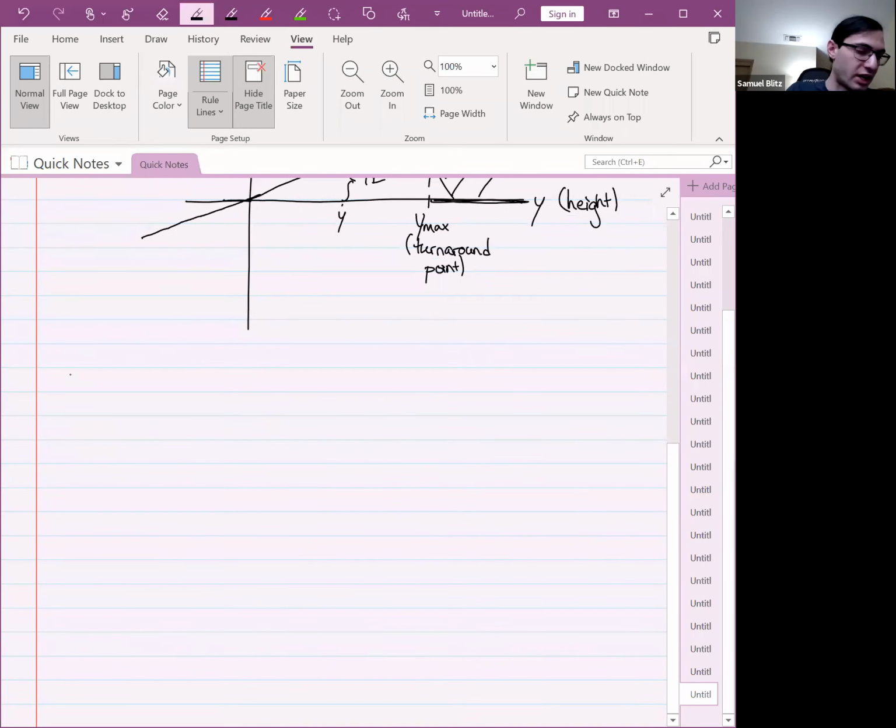So let's look at a more complicated case. Let's say that we have a spring attached to a wall at x equals 0, and it's horizontal.